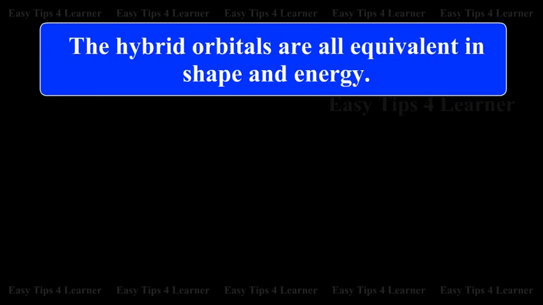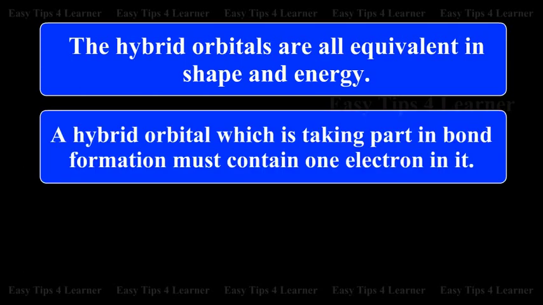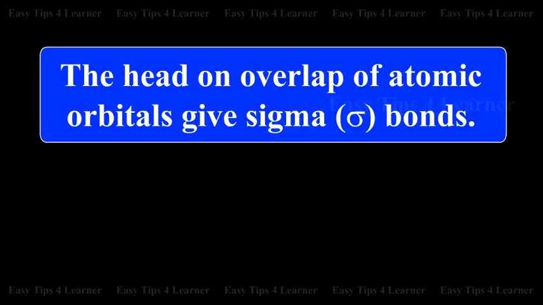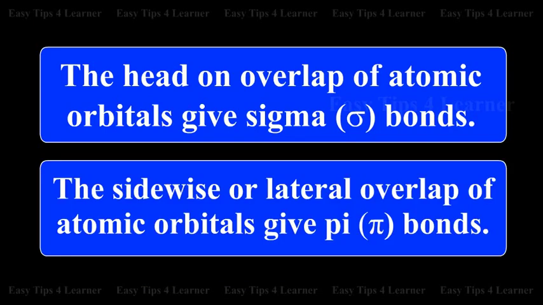The hybrid orbitals are equivalent in shape and energy. A hybrid orbital which is taking part in bond formation must contain one electron in it. Due to the electronic repulsions between the hybrid orbitals, they tend to remain at the maximum distance apart. The head-on overlap of atomic orbitals gives sigma bonds. The sidewise or lateral overlap of atomic orbitals gives pi bonds.